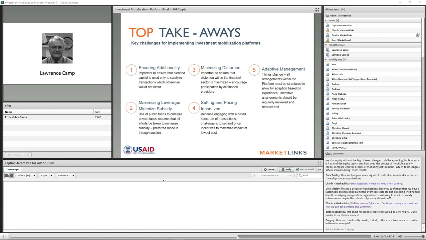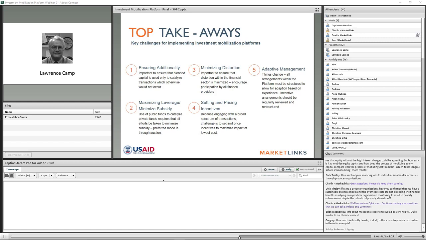Minimizing distortion. Kenya has a strong and vibrant financial sector. The last thing that we want to do with the platform is to go in and undercut the financial services industry, which is why we will work with any and all comers, again, working only on transactions that are otherwise not going to clear through the market.